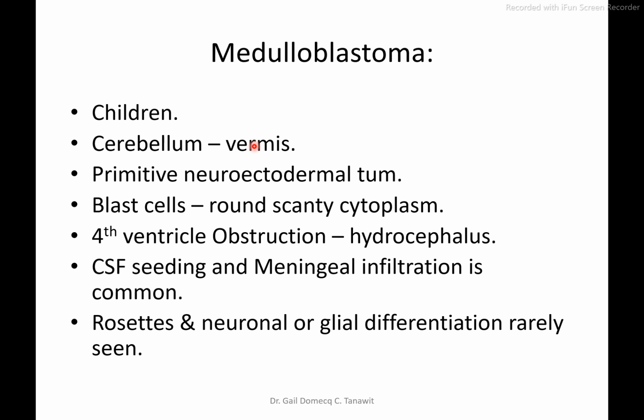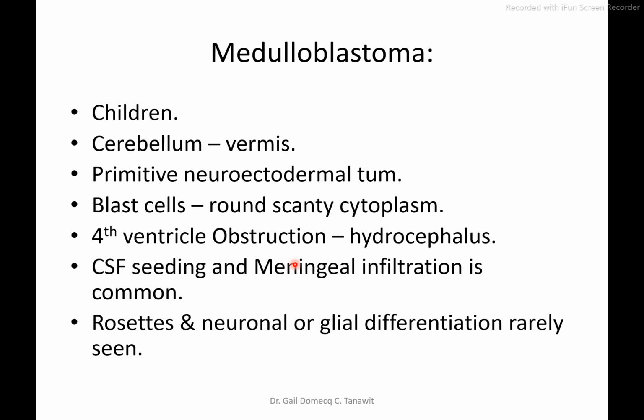And we can appreciate blast cells with round, scanty cytoplasm, and it's also on the fourth ventricle, but commonly it would result in an obstruction. Therefore, there would be hydrocephalus. So the CSF would be a channel for them. They would seed off.